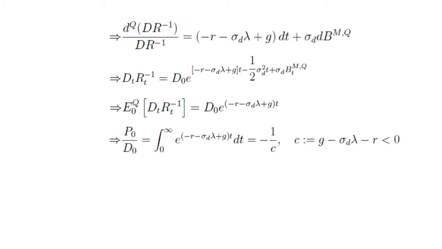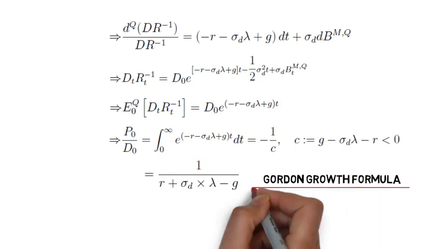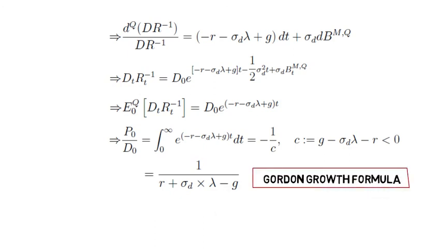And then we can solve the integral and we end up with the Gordon growth formula, although we used risk-neutral pricing. We derived that the price-dividend ratio of a firm that pays an infinite dividend stream that is growing in expectation at a constant rate is nothing else than 1 divided by the discount rate minus the expected growth rate, where the discount rate is the risk-free rate plus the risk premium adjustment.